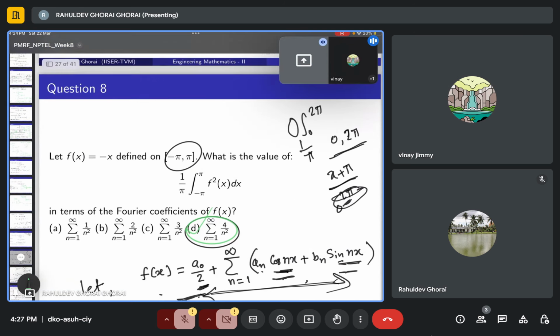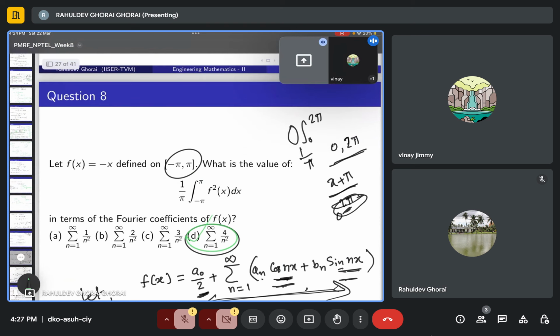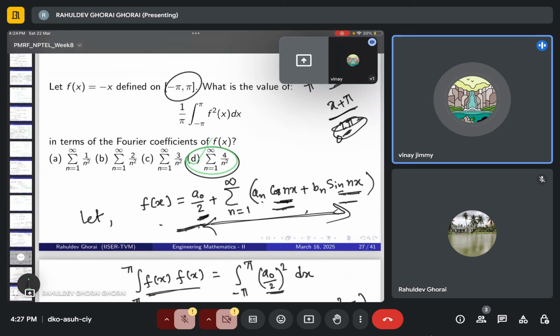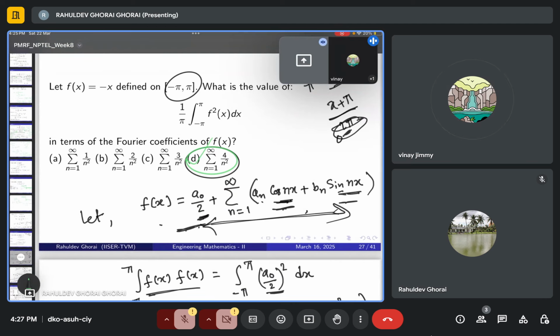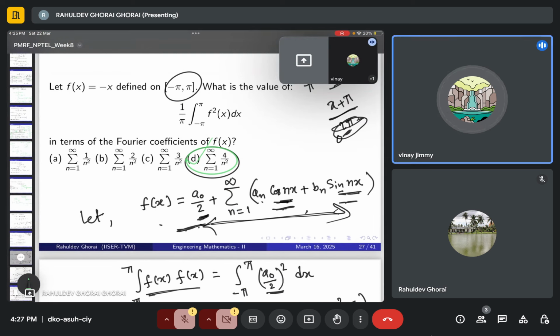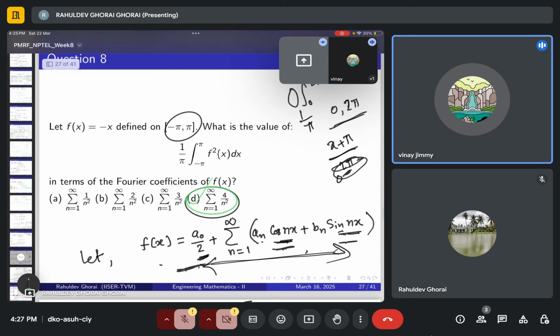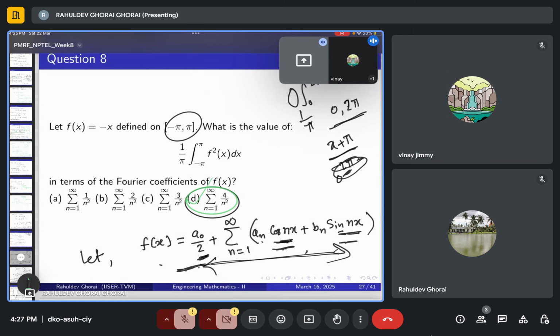Then also you use, no, you don't need to use 0 to 2 pi. What's the problem? If it is given here 0 to 2 pi, then we use 0 to 2 pi. Whatever is given, we have to use that. Exactly.